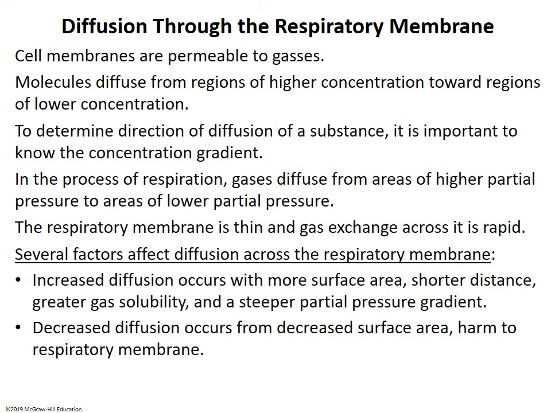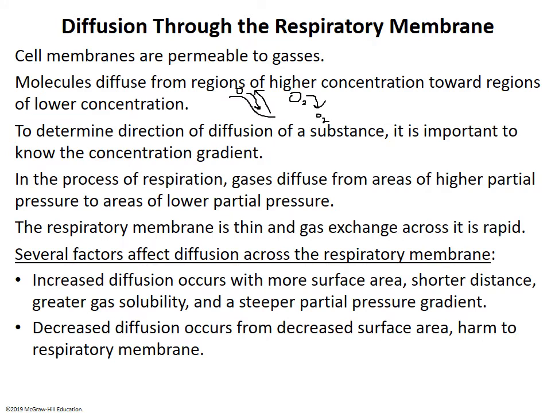Now the cell membranes, as it says, are permeable to gases. Molecules diffuse from regions of higher concentration towards regions of lower concentration. Just like if I've got a ball up on a hill and I push it, it's going to want to go down. It takes energy to push it up. And so this is what happens. I've got high concentration of oxygen in the alveolar space and low concentration in the blood, so the molecules move from high concentration to low concentration.